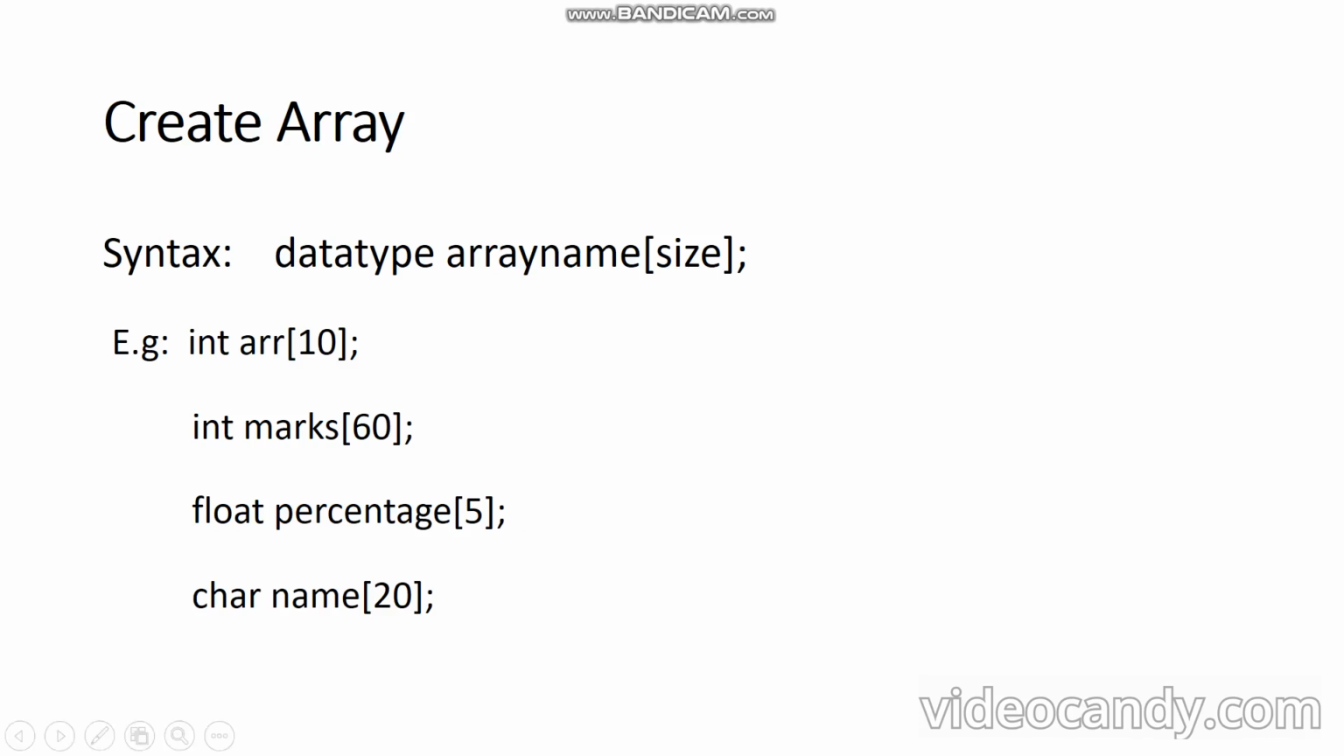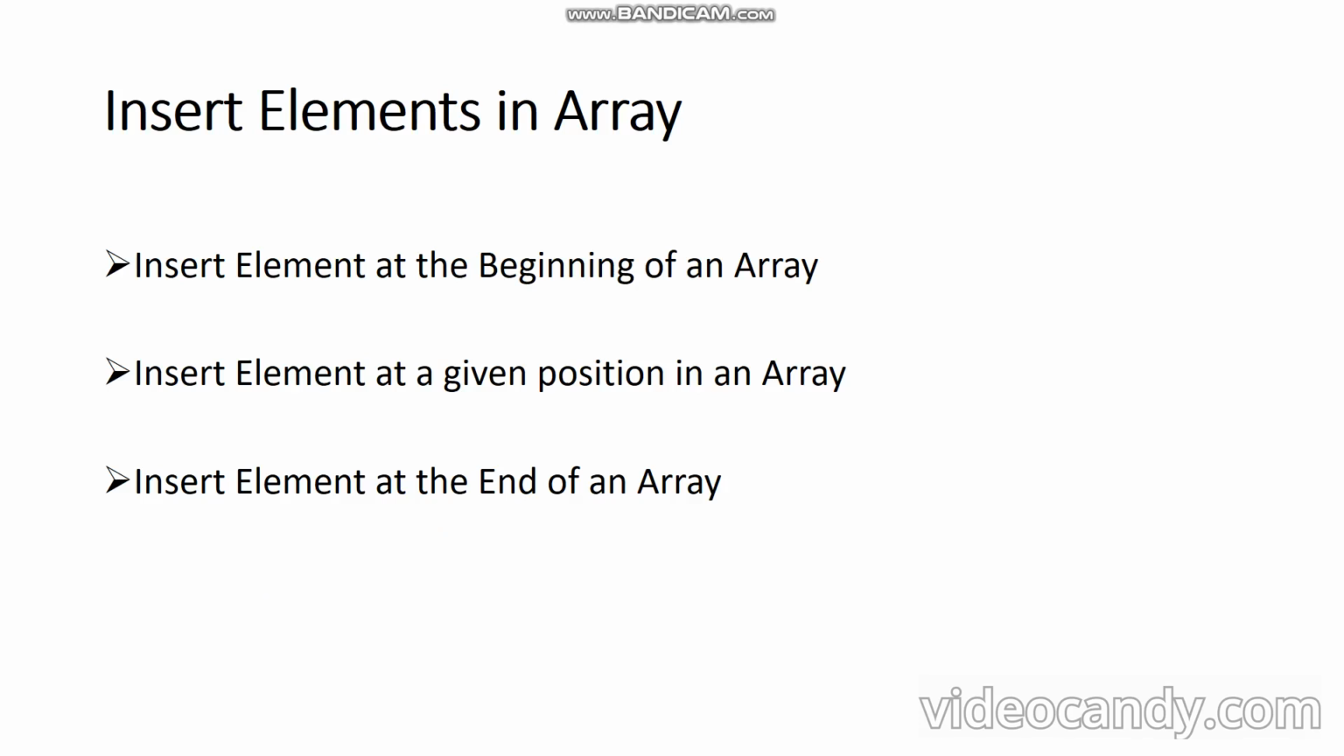And at the last, we have an array whose data type is char, that is characters, and the name of the array is name, and the size of the array is 20. That means 20 characters. Remember, not 20 names. Character, that is, single A is a character, single B is a character, single C is a character. Likewise, a total of 20 characters can be saved in this particular array. We will definitely see in practical in the program also how it works.